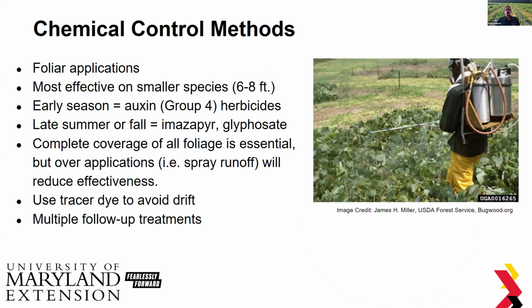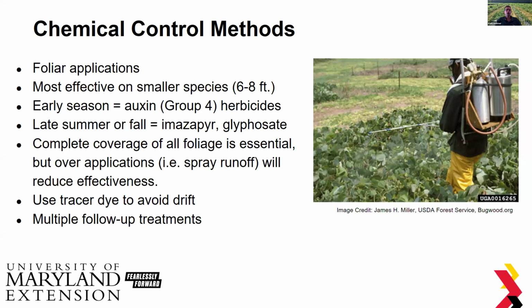So with chemical control, we can use several types of applications. One being foliar applications. These are when you apply herbicides directly to the leaf tissues. Most effective on smaller species, ranging from 6 to 8 feet tall. For early season management, we really want to use the auxin type herbicides or group 4 herbicides. These are things like 2,4-D and triclopyr. These are growth regulating herbicides that are going to affect the growth of those plants as they emerge or as they start to flush out new leaves.